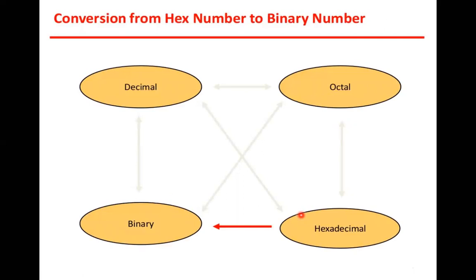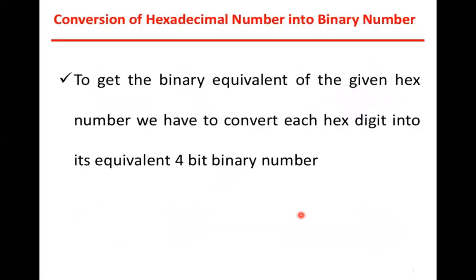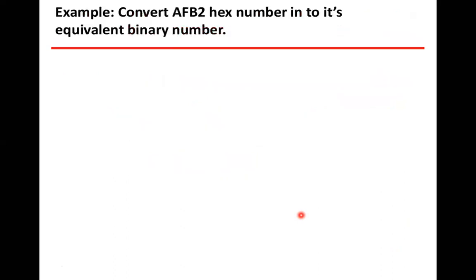Now hexa to binary, again the same, vice versa. For hexa to binary, we split the hexa number and convert each digit into its 4-bit binary equivalent, and that will be the total answer. To get the binary equivalent of the given hexa number, we have to convert each hexa digit into its equivalent 4-bit binary number.